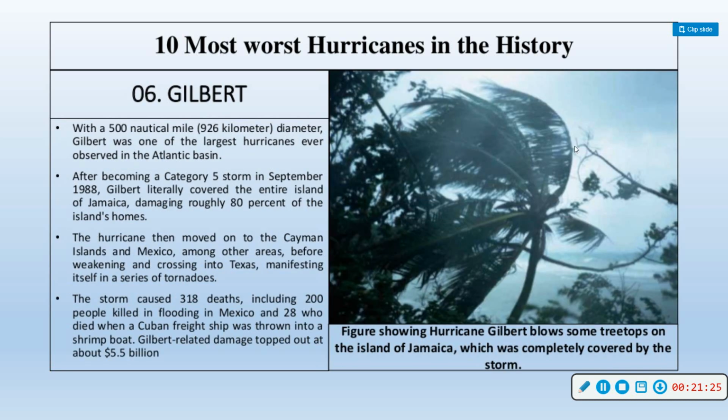So Hurricane Gilbert, with a 500 nautical mile diameter, Gilbert was one of the largest hurricanes ever observed.